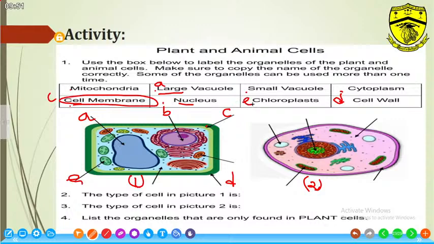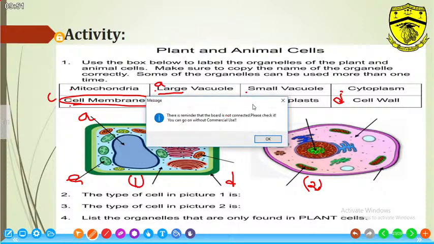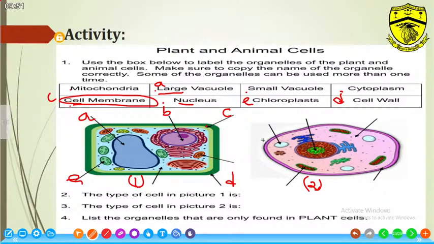So these are the parts present in the plant cell. This is the mitochondria. You got it? This is the cytoplasm.